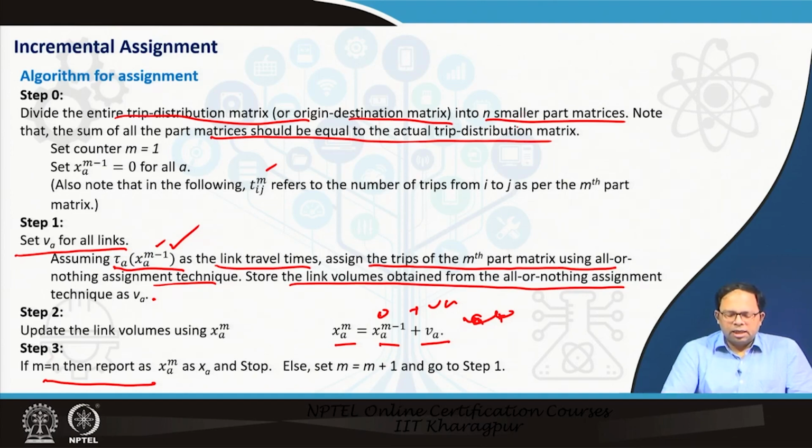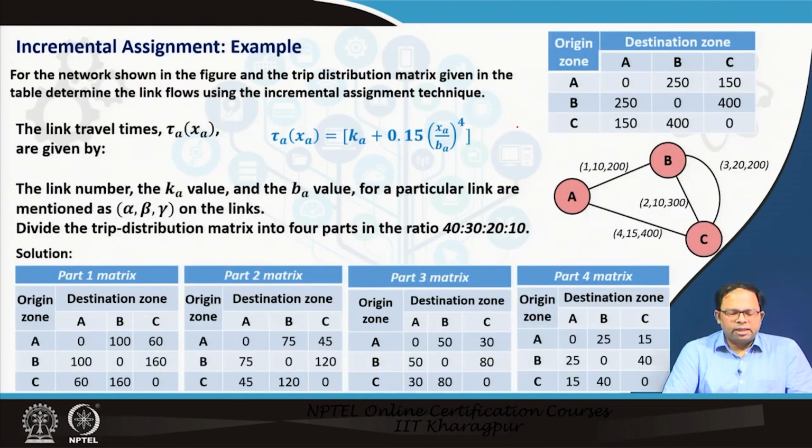So, again let us see this with an example. Over here we have the OD matrix: A to A, A to B, A to C, and similarly B to A, B to B, B to C. You see A to B and B to A are more or less the same, so both are assigned onto the network together. For the network shown in the above figure, the trip distribution matrix given in the table determines the link flows, which we will first determine using the incremental assignment technique.